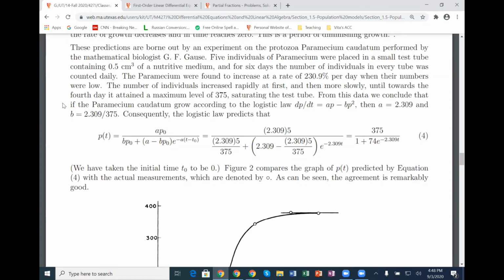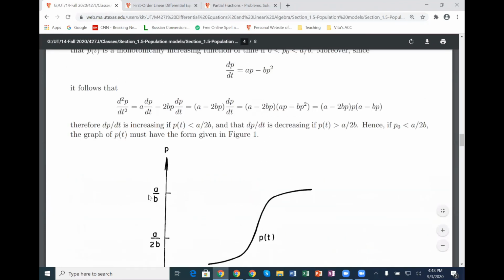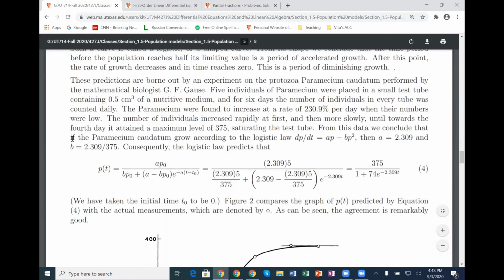Professor, I have a question. Yes. For that 375, when we did B equals 2.309 divided by 375, how do we know what 375 is in order to find B? Because I know 2.309 is A. By experiment, it's written: the number of individuals increased rapidly at first, then more slowly, until towards the fourth day, it attained a maximum level of 375. And we know that maximum level is A over B. This is how we find B. Okay, I see. Thank you.